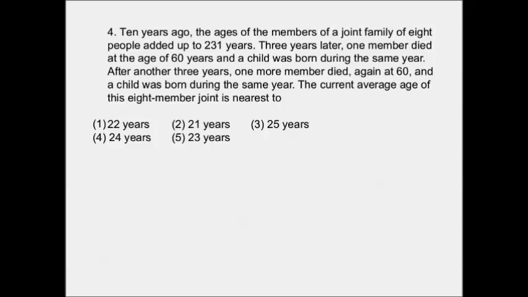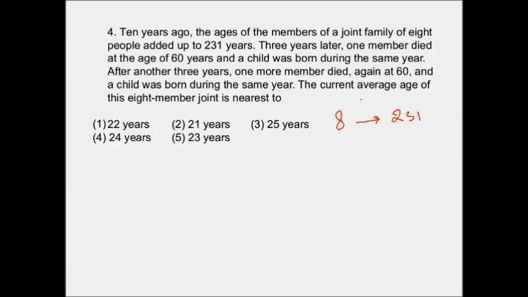The question says, 10 years ago the ages of the members of a joint family of 8 people added up to 231 years. So there are 8 people and their total age was 231 years 10 years ago. 3 years later a member died at the age of 60 years.